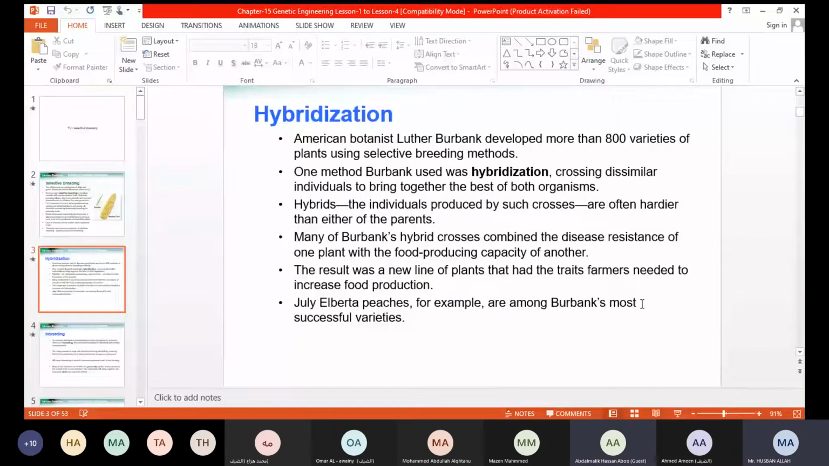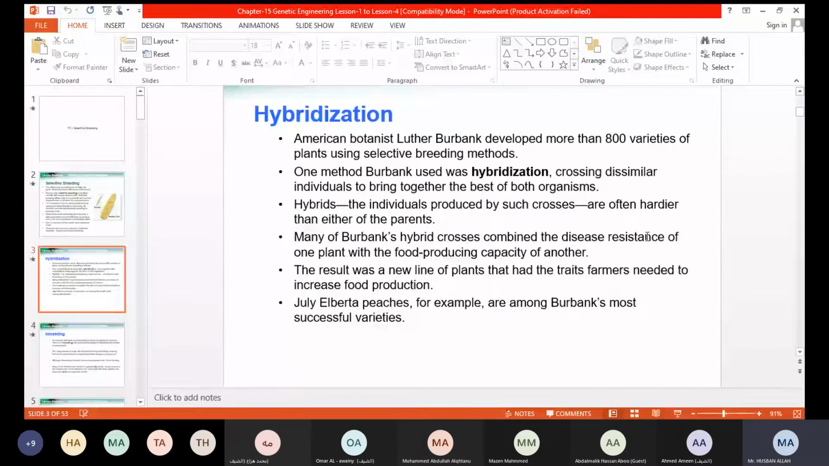The process of forming a double standard nucleic acid from two complementary standards of DNA or RNA. Yes, you are correct up to some extent. Actually, hybridization is the process in which we cross two individuals, or we can say two organisms. This process is called hybridization.